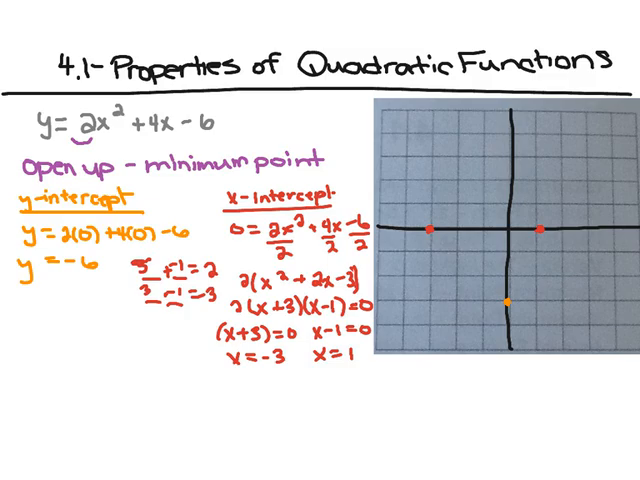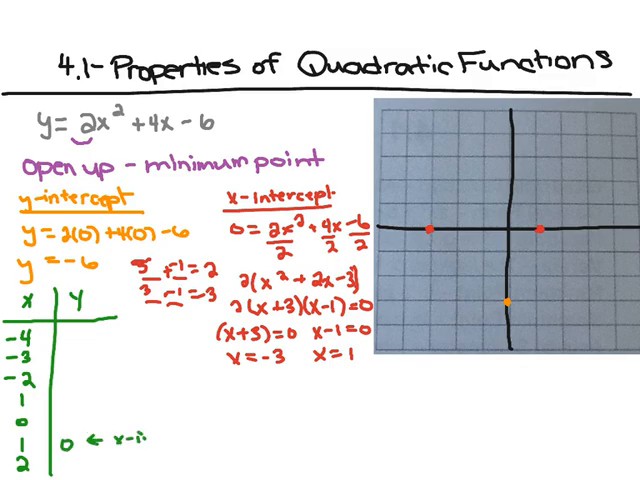From here, to find our vertex, we need to create a table of values and plug it into our equation. I'm going to go from negative 4, negative 3, and negative 2, negative 1, 0, 1, 2. Let's do that many. We know that our x-intercept is at 1, so this is going to be 0. I'm just going to put x-intercept. And we know that when x equals 0, we have negative 6, and this is our y-intercept.